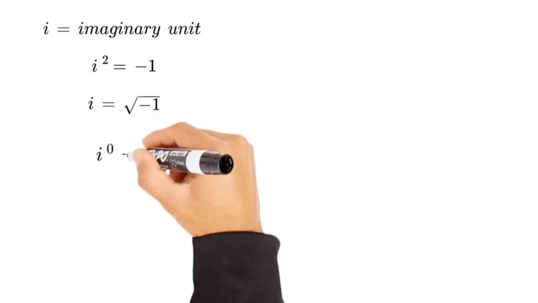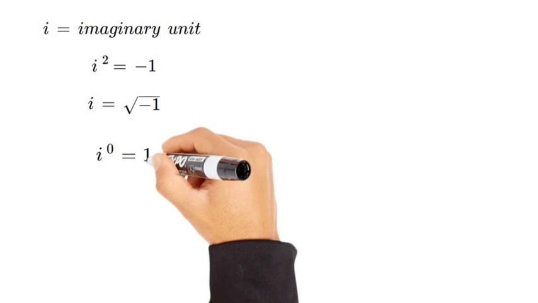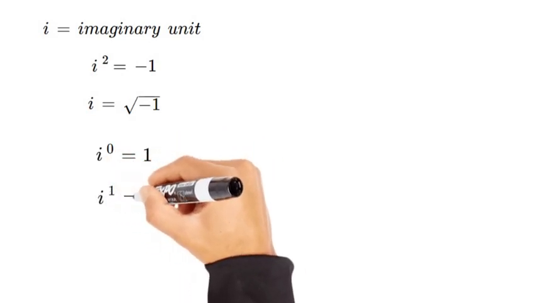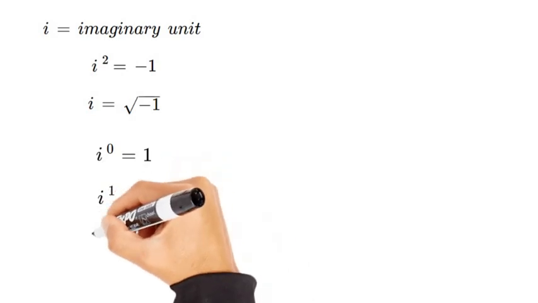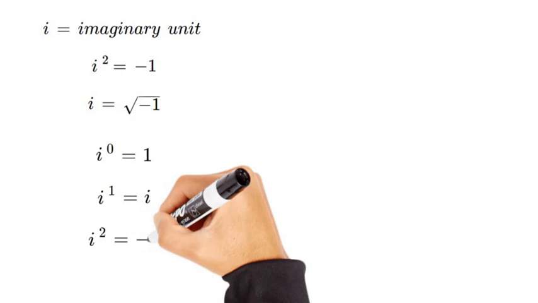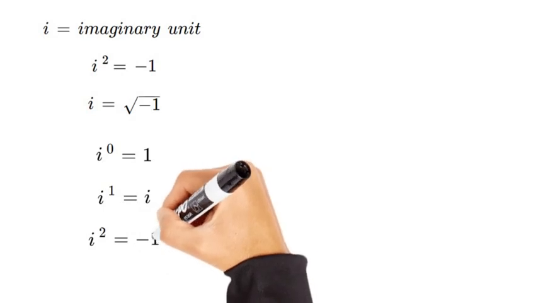So first we have i to the power of 0. Everything that is put to the power of 0 is equal to 1. Now if we put i to the power of 1, it's just i. And i squared, we know, based on the principles, is equal to negative 1.